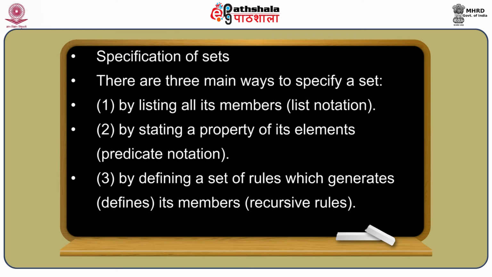Specification of sets. There are three main ways to specify a set. You can specify a set by listing all its members. This is called the list notation. The second way of specifying a set is by stating a property of its elements. This is called the predicate notation. A third way of specifying a set is by defining a set of rules which generates or defines its members. These are sometimes called recursive rules.